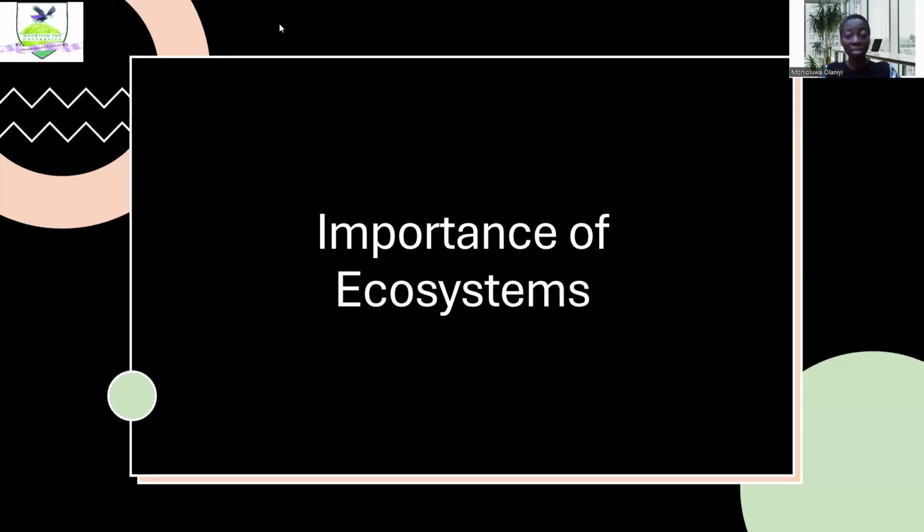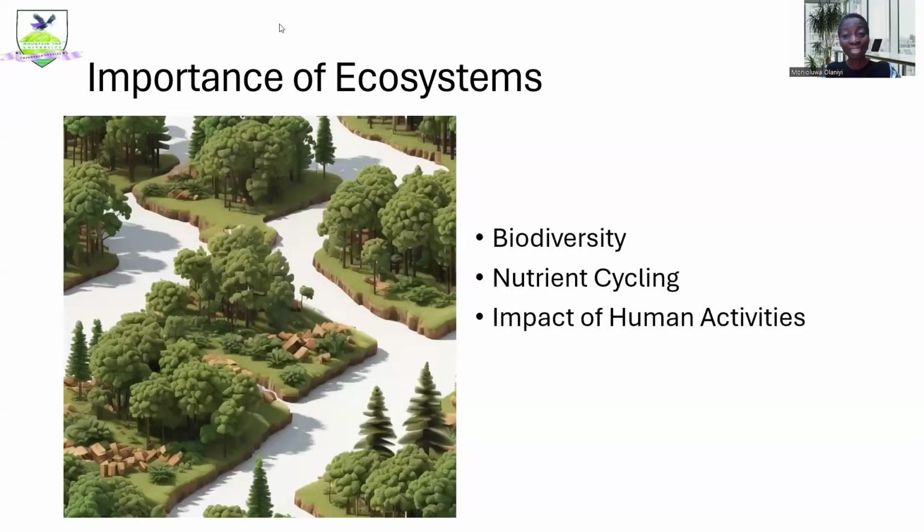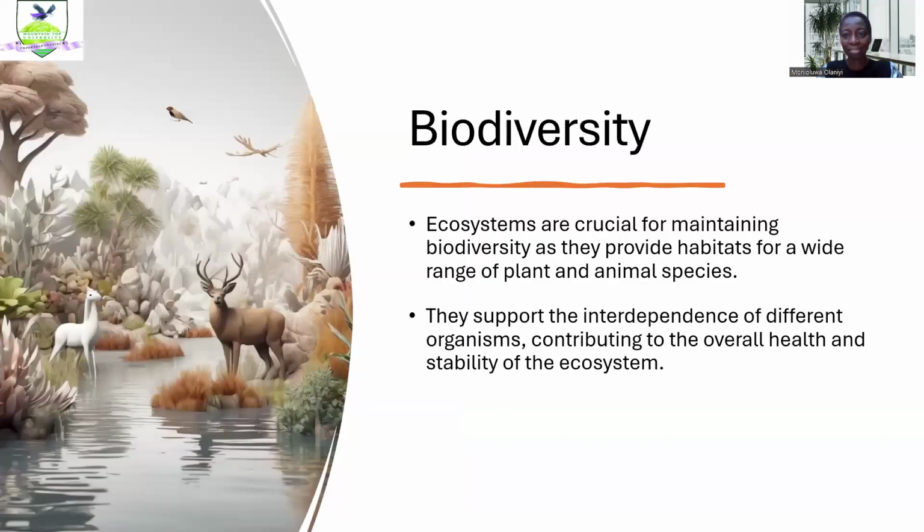Are ecosystems important? Sure. Ecosystems are important for biodiversity preservation, nutrient cycling, and the ecosystem is impacted by human activities. The ecosystems are crucial for maintaining biodiversity because they provide a habitat for a wide range of organisms, plant, animal species. They support the interdependence of different organisms, and this contributes to the overall health and stability of the ecosystem.